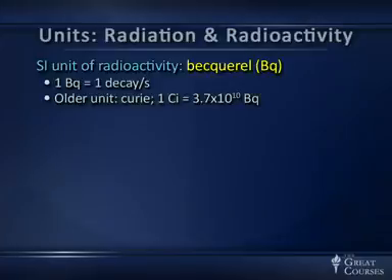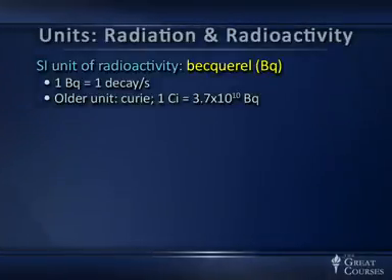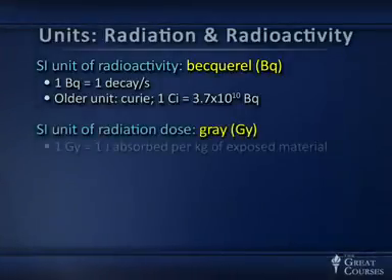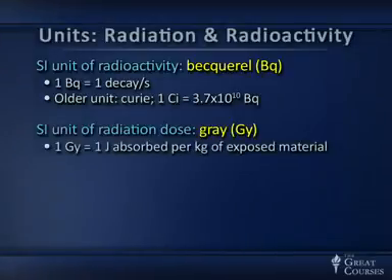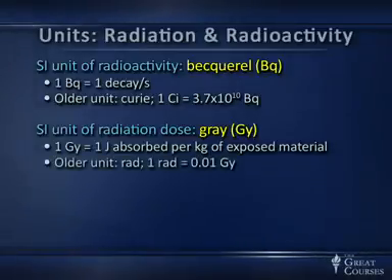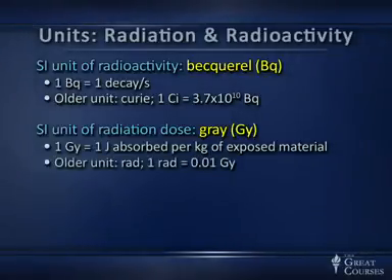You probably heard about becquerels in connection with nuclear accidents. They're simply a measure of how much activity there is. More significant is the radiation dose. A gray is a unit of radiation dose. 1 gray means a material exposed to radiation has absorbed 1 joule of energy from the radiation. The older unit, the rad, is comparable to a gray, but equal to a hundredth of a gray.